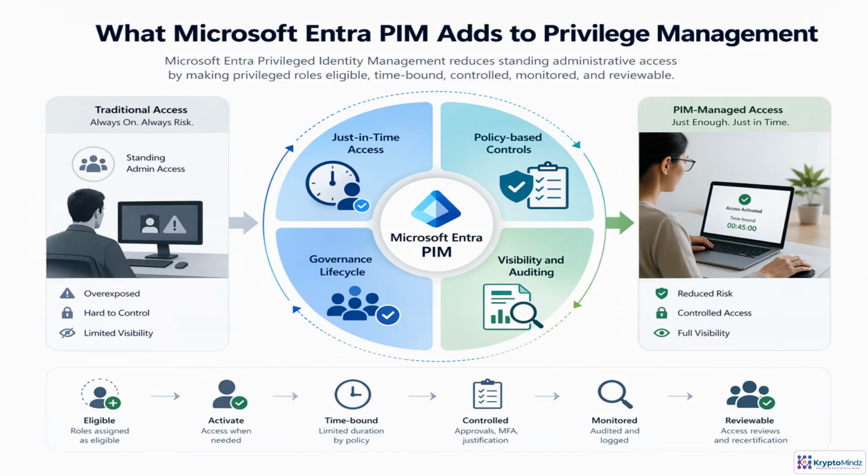Microsoft Entra PIM changes privileged access from a permanent entitlement into a controlled workflow. Instead of giving an administrator standing access all day, you make the role eligible. When the work requires it, the admin activates the role for a limited time. That activation can be gated by MFA, a business justification, a ticket number, or approval. PIM records what happened, who approved it, and when access ended. The result is less exposure, better audit evidence, and a repeatable governance cycle through alerts, reviews, and recertification.